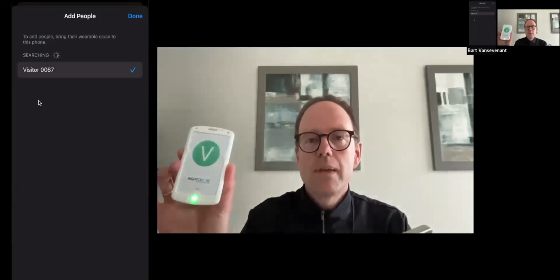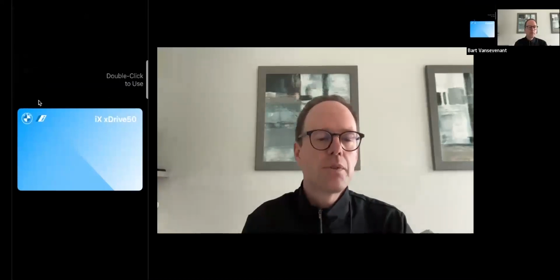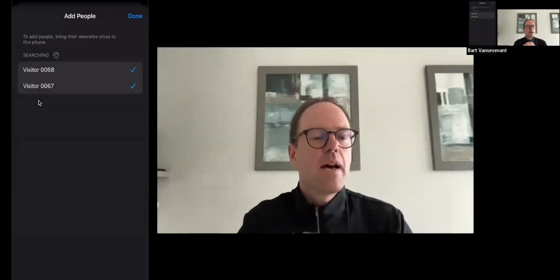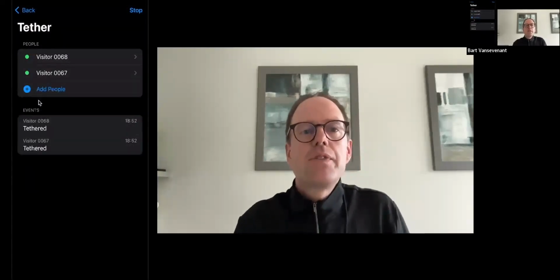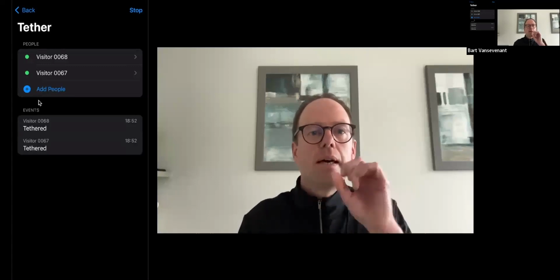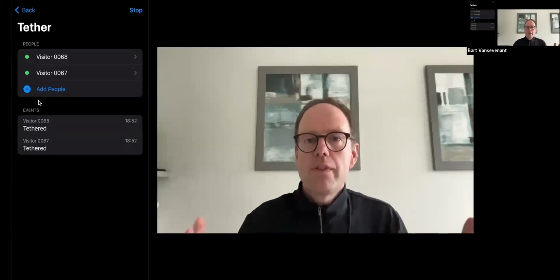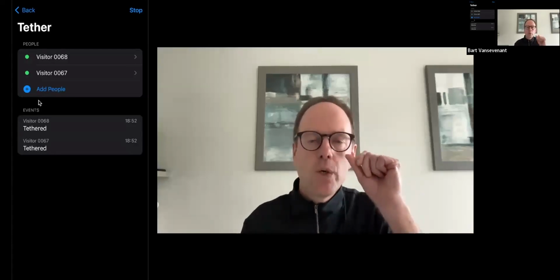I'm going to do the same thing with the second badge holder of that other visitor, simply bring it close to the screen. Sorry for that pop-up. And you can see that we have the two visitors linked to me. You can now see two green lights next to the visitors, and that is basically reassuring, like everything's fine. The two visitors are in proximity of me, being the host.